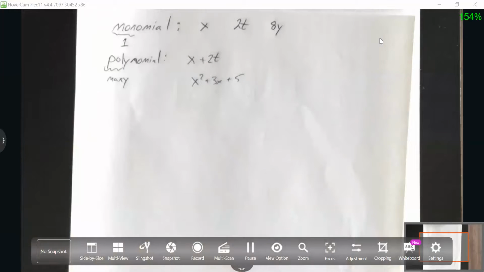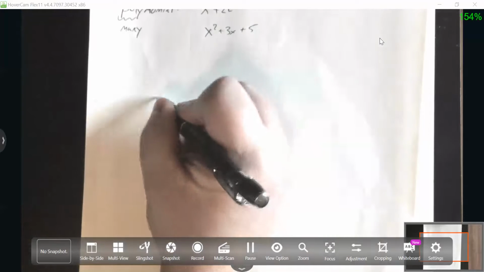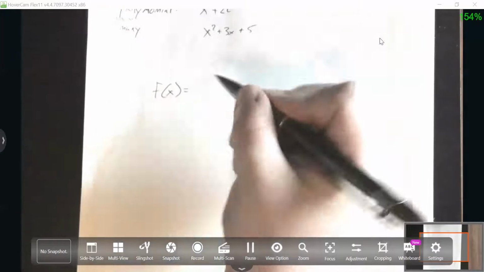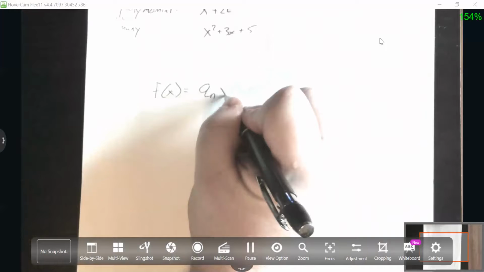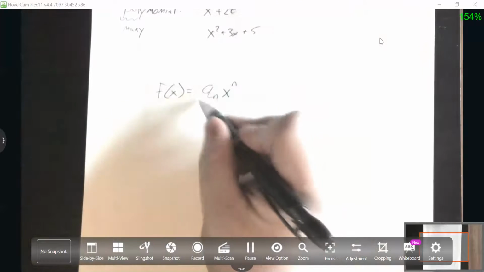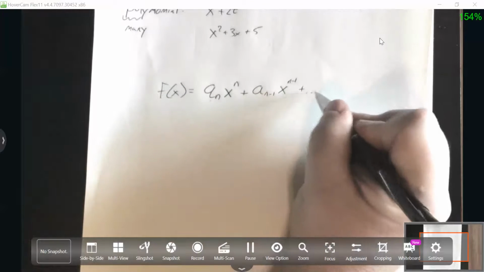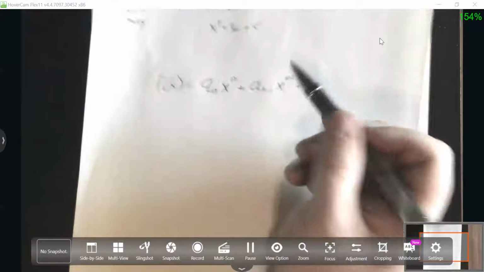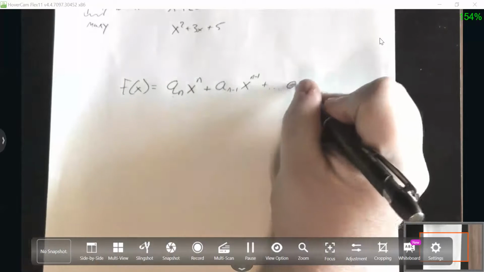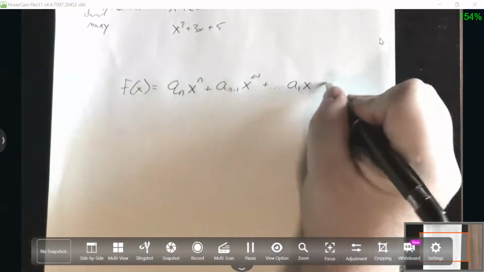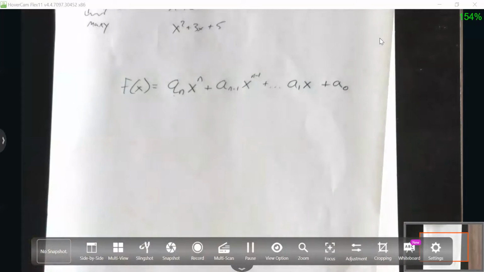All right, so let's kind of talk about the big formal kind of ugly definition of them. So when we talk about a polynomial, we're really talking about something where we have a function and we have a set of coefficients and variables to powers. And we keep going down, having smaller and smaller powers until we're out of powers.